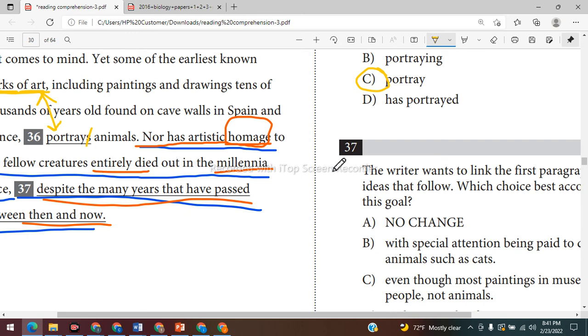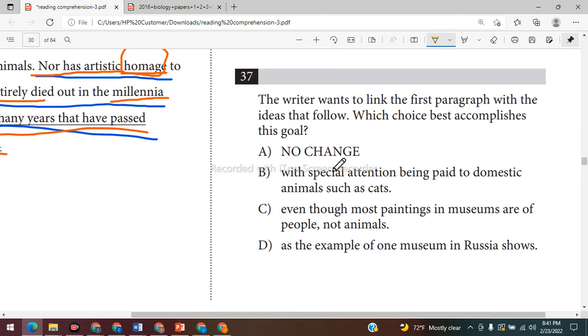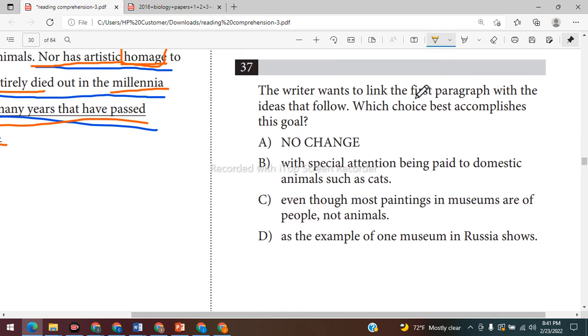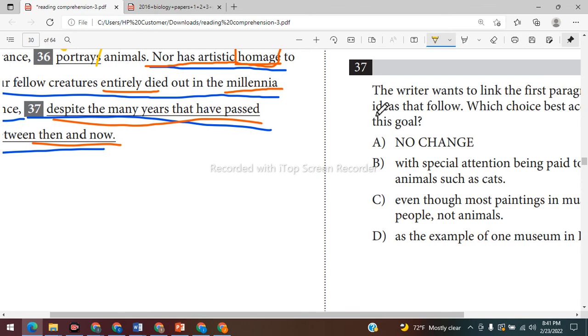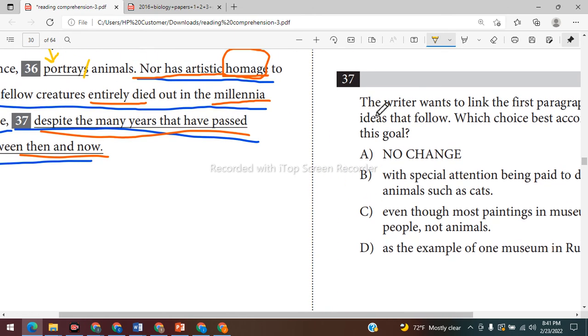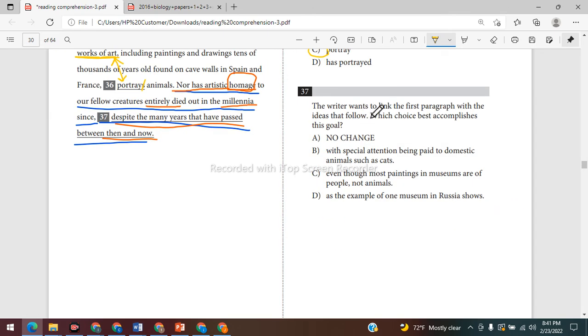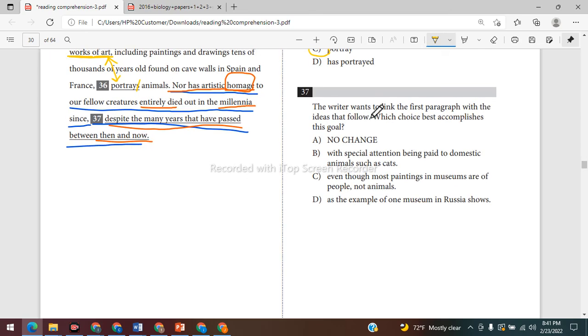All right, number 37. The writer wants to link the first paragraph with the ideas that follow. Which choice best accomplishes this goal? So number 37, excuse me. Number 37. The writer wants to link the first paragraph with the ideas that follow. Which choice best accomplishes this goal?